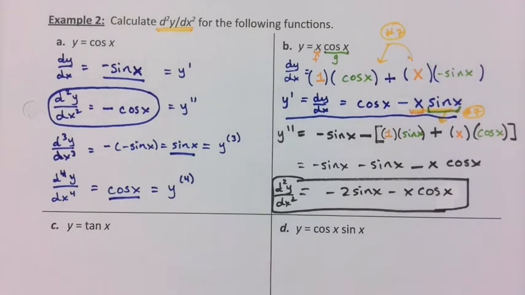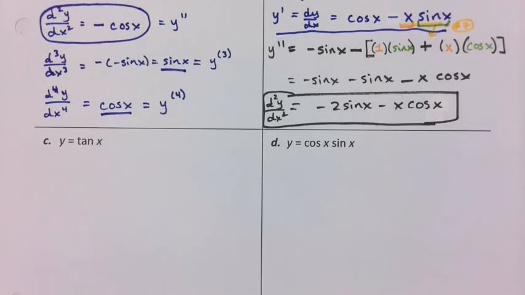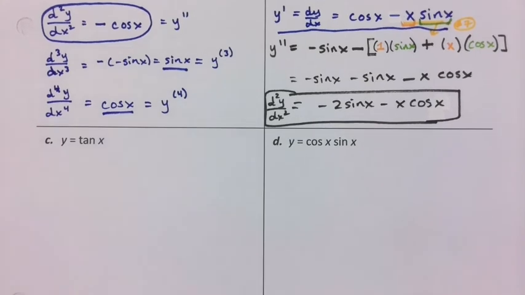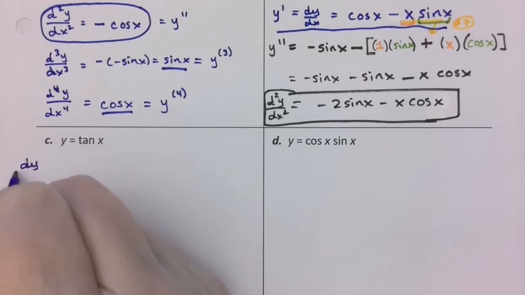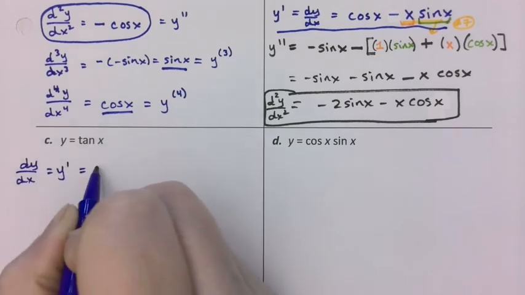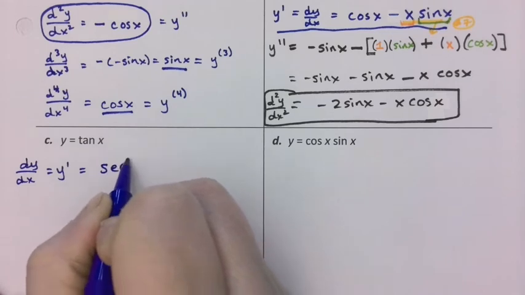All right, now let's do it for tangent. The derivative of tangent is secant squared. So dy over dx, no problem. Dy over dx, or y prime, whichever way you want to write it, according to rule number 15 up above, is secant squared of x.